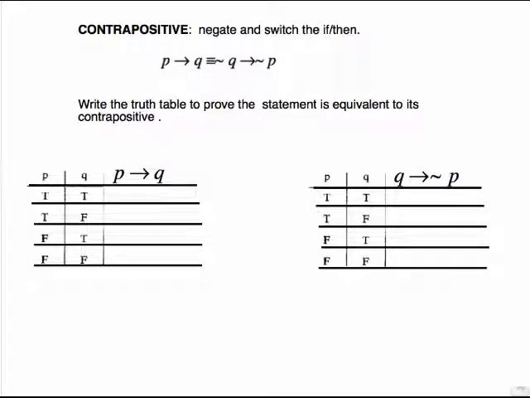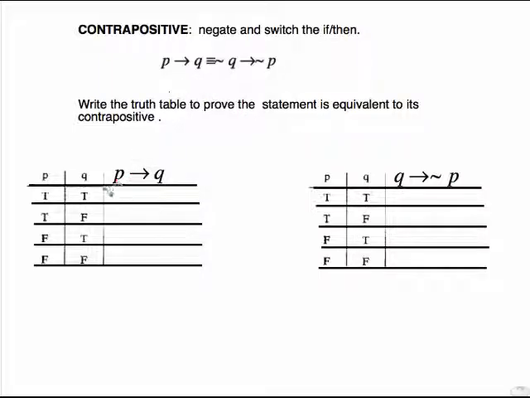There's a couple of definitions that we need to learn here. One is called the contrapositive, and that is where you negate and switch the if-then. So the Q goes to the front, the P goes to the back like it did here, but we must negate both of those. So we're going to prove that the contrapositive is equivalent to the original statement.